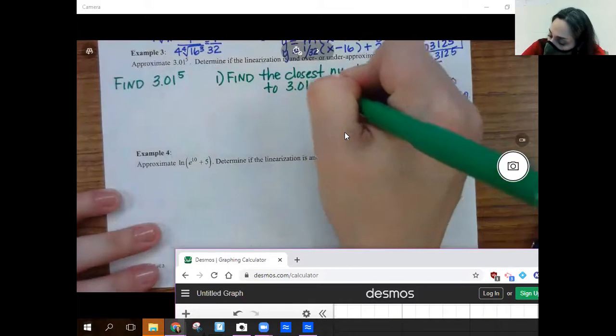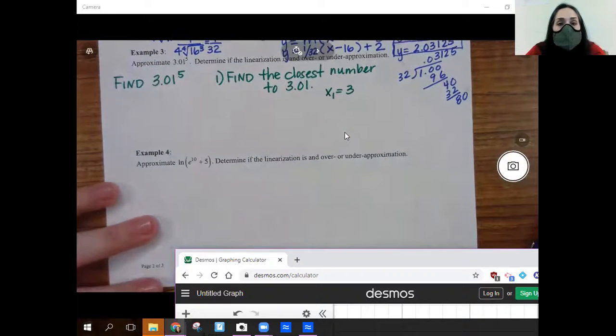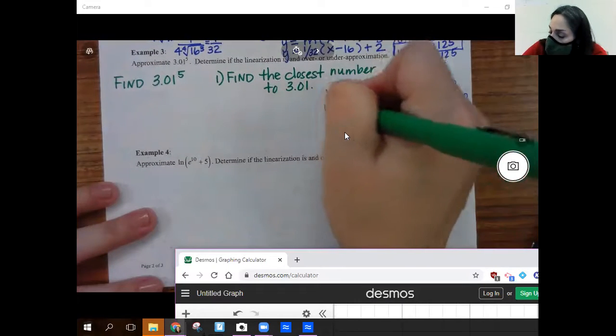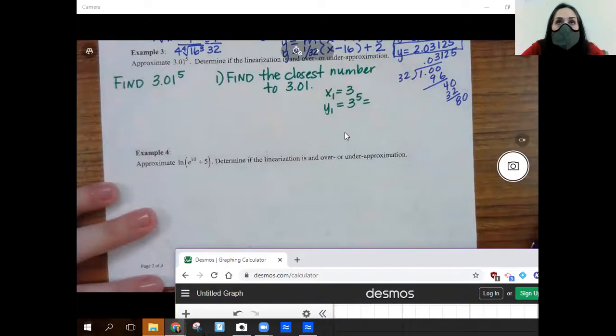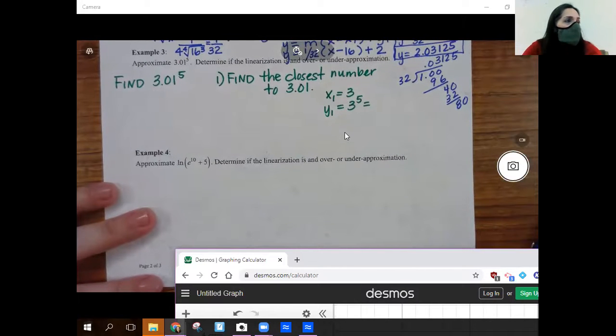So x1 is 3. y1 is going to be whatever 3 raised to the 5th power actually is. So help me out with that. What would be 3 to the 5th power?